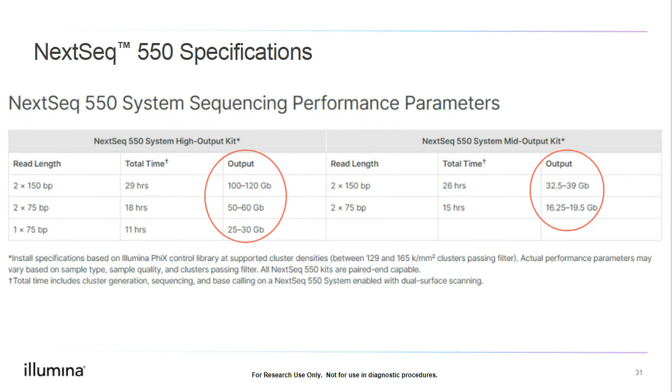Output or yield will vary based on the type of run, and runs range from 16 gigabases for a 2x75 cycle mid-output run to 120 gigabases for a 2x150 cycle high-output run. High-output runs have 3 times as many tiles as mid-output runs, so they have 3 times more data.